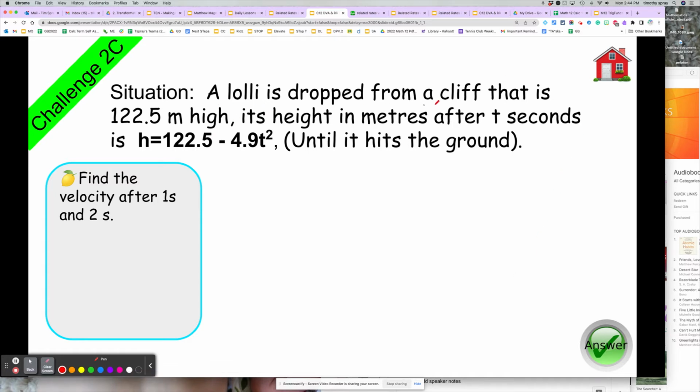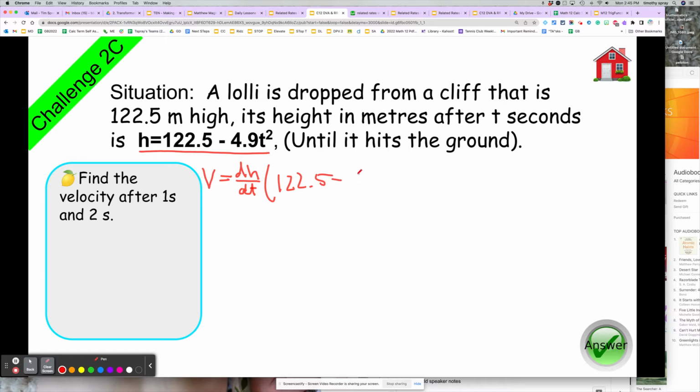Let's see, a lolly is dropped from a cliff that is 122.5. Its height in meters after t seconds is this until it hits the ground. Find the velocity. Okay, so now we're talking velocity. So what we want to do is find the derivative of this. So the velocity is going to equal dh/dt, or the first derivative. And so it would be important that you'd be able to use that terminology there.